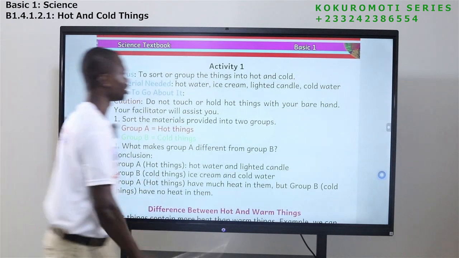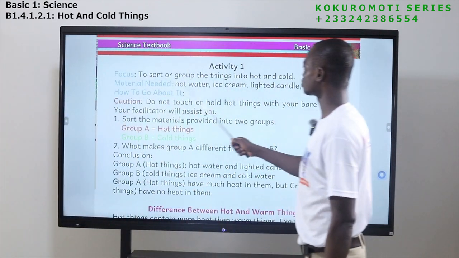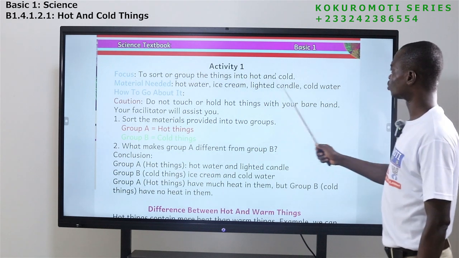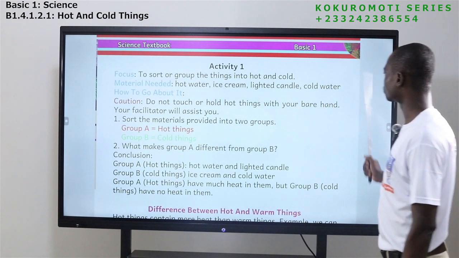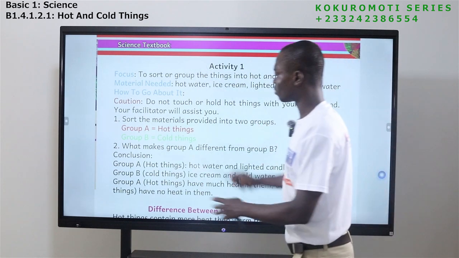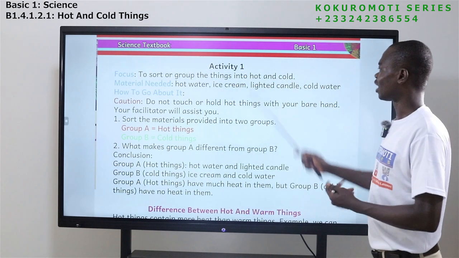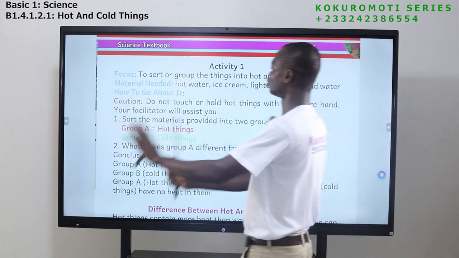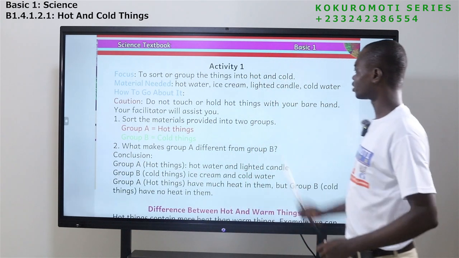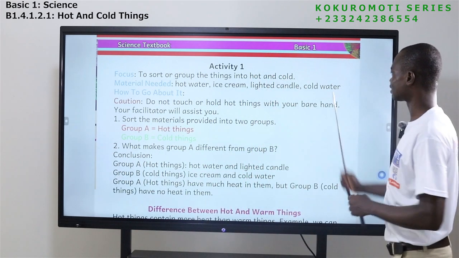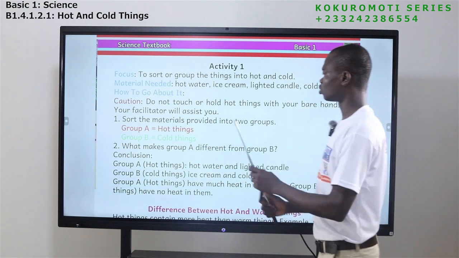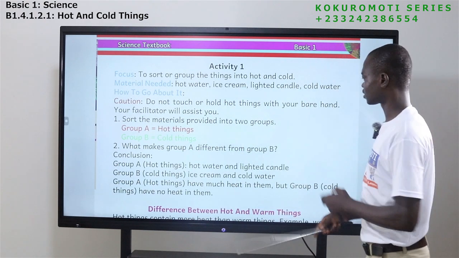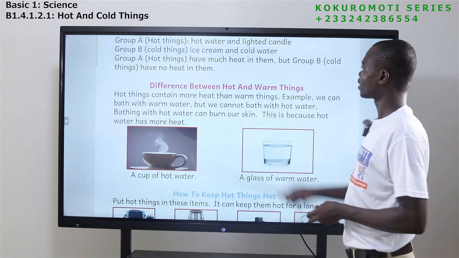Now we have an activity here. The focus is to sort or group the things into hot and cold. So hot water, ice cream, lighted candle, cold water. This is how you go about it, and it's very simple. Hot water, you group it under hot things. Ice cream, cold things. Lighted candle, hot things. Cold water, it also goes to cold things.